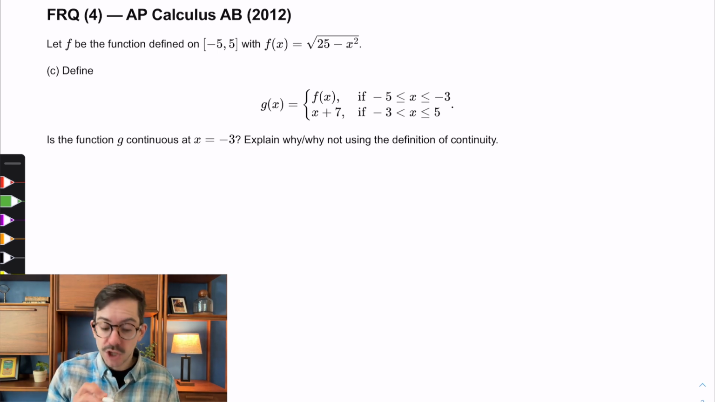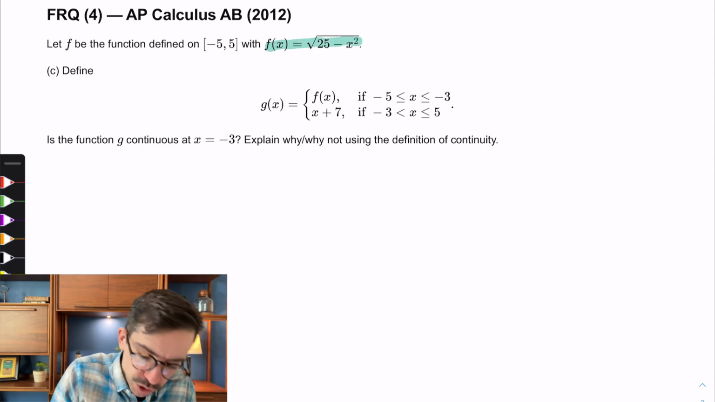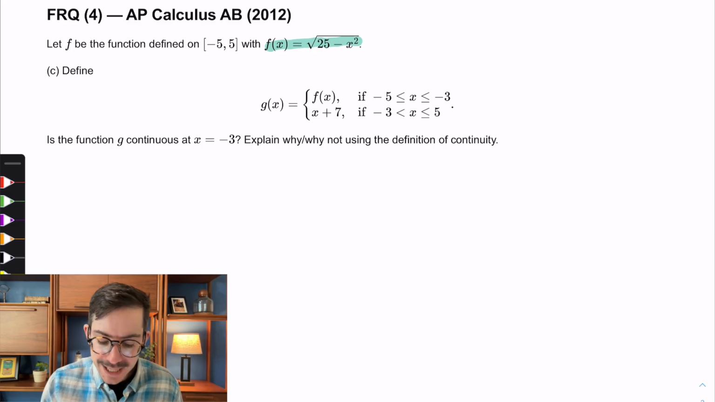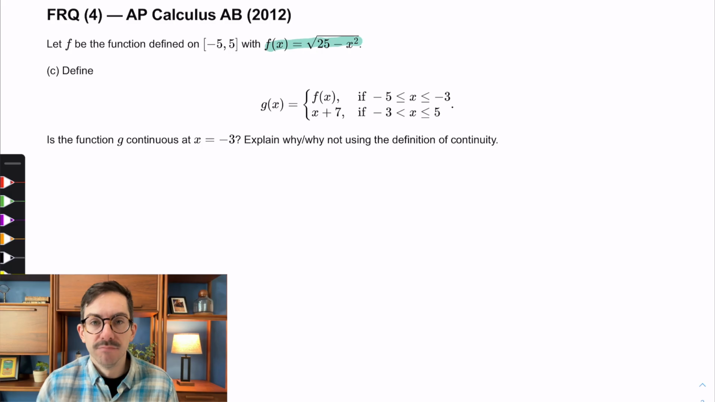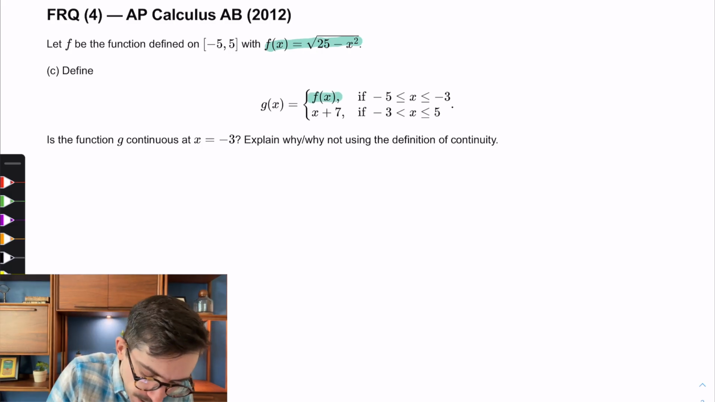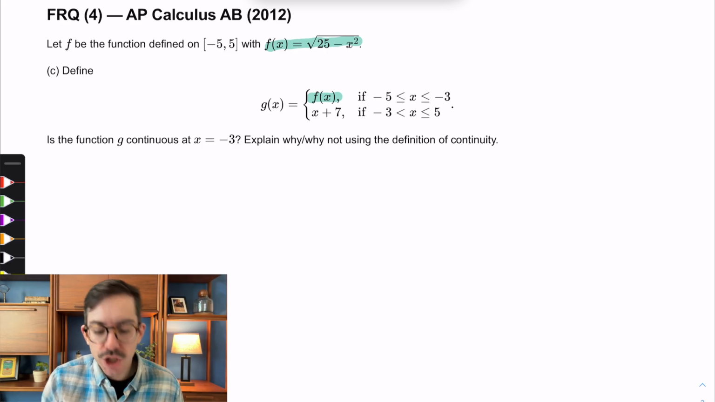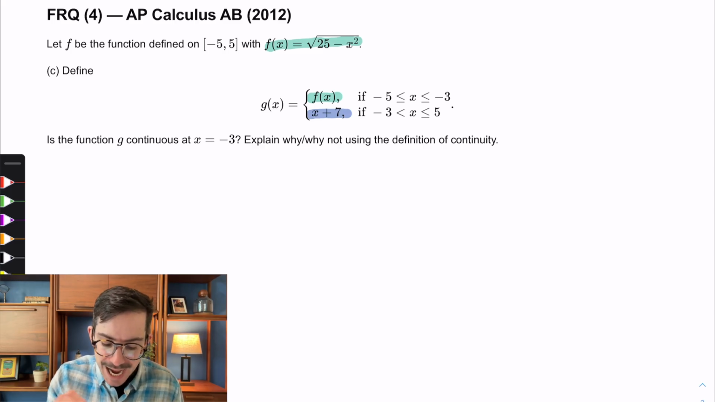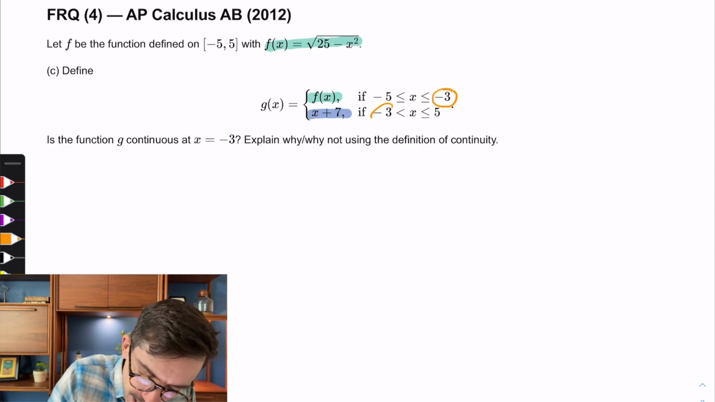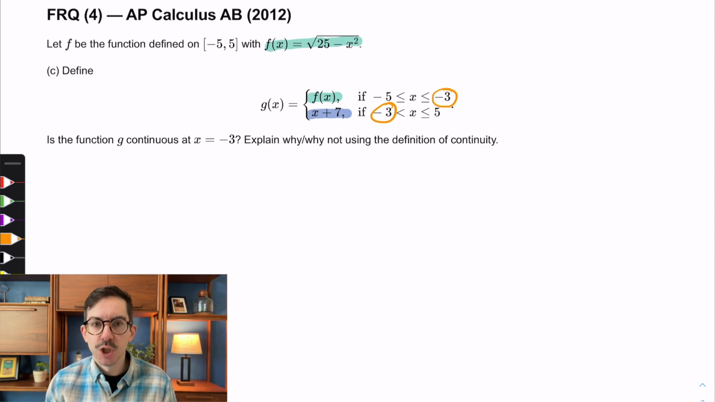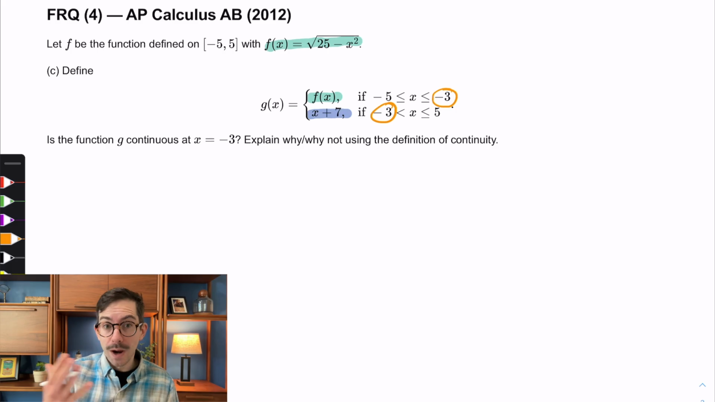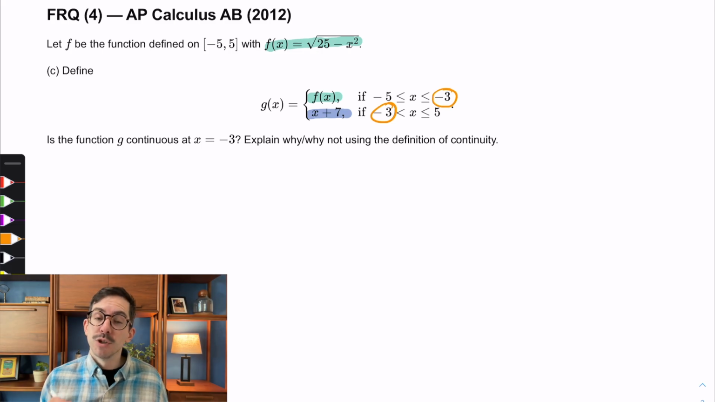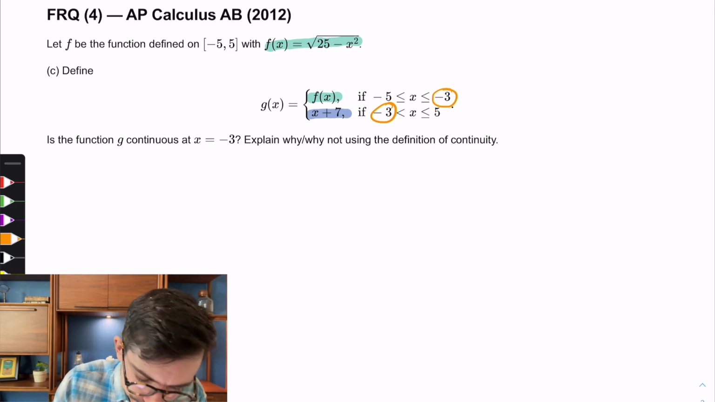So we're still working with that same function f, but we're using it to cook up a new function g that is a piecewise defined function. So when x is less than or equal to negative 3, we're using the rule f. But as soon as we pass over to x being larger than negative 3, we're using this linear function x plus 7 for g. And we're being asked at that transition point, right, at x equals negative 3, is this function continuous or not? With piecewise defined functions, when the rule changes, sometimes we can have jump discontinuities, that sort of thing going on. So here we're trying to work out exactly what is going on with this function.